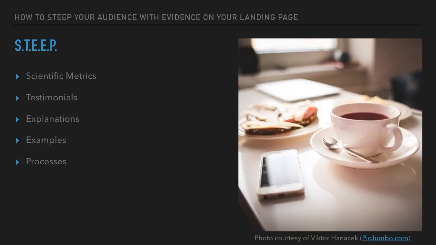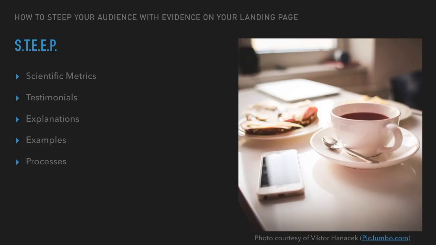Now, I'm going to give some examples of what these would look like. By the way, you don't have to use every method in STEEP, but the more the better. Also, you don't have to present the methods in any particular order. I've only got it arranged this way for memorization purposes. Otherwise, it might be something like PEETS, and that name's already taken. So think of steeping like steeping a tea bag. The more it steeps, the stronger the tea.